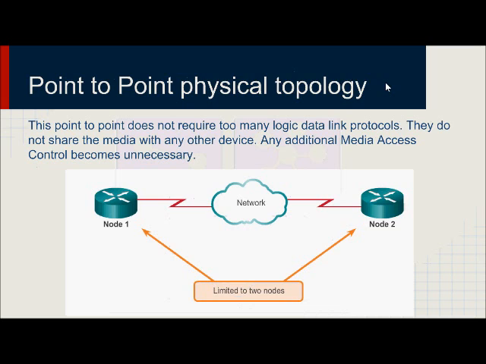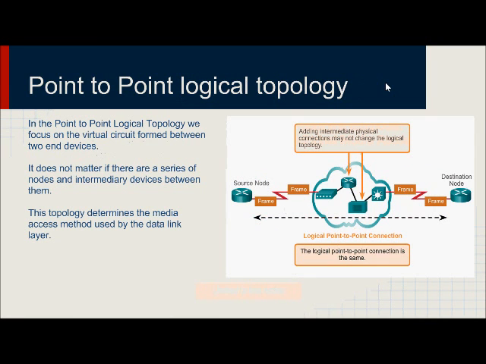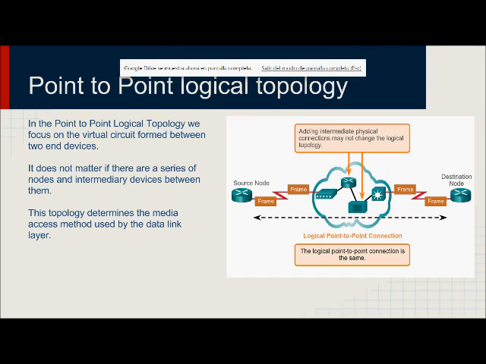In the point-to-point physical topology, this does not require too many logical data link protocols. They do not share the media with any other device. In addition, media access control becomes unnecessary. Point-to-point logical topology focuses on the virtual circuit formed between two end devices. It does not matter if there are a series of nodes and intermediary devices between them. This topology determines the media access method used by the data link layer.